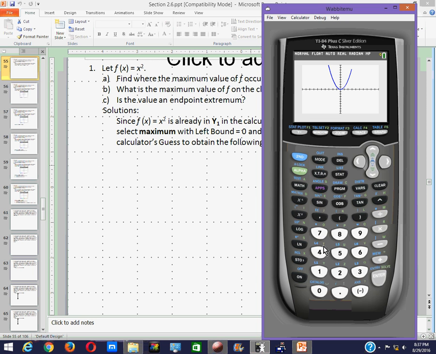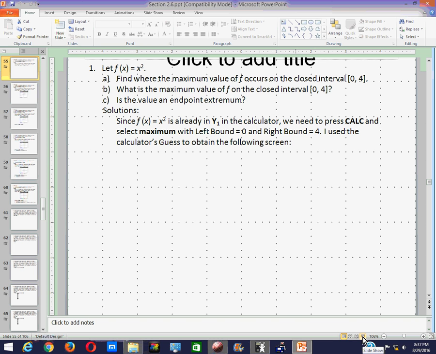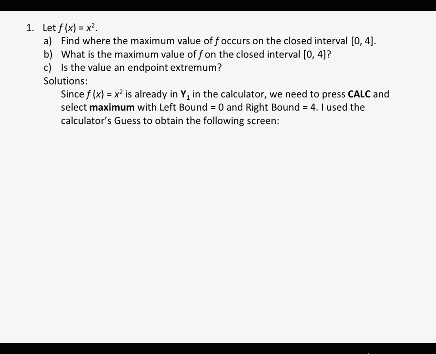Okay, so there's our parabola. Left bound, it is 0, because I wanted 0 to 4. Right bound is 4. Enter. It's guessing 4, so sure, why not? Okay, so the maximum occurs at x equals 4, and the value is 16. So again, there's our screen. The maximum value occurs at x equals 4 and y is 16. So that's A, that's B.